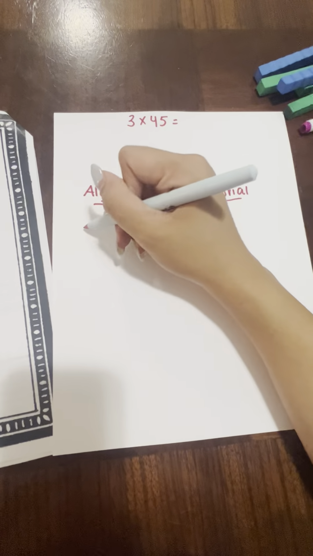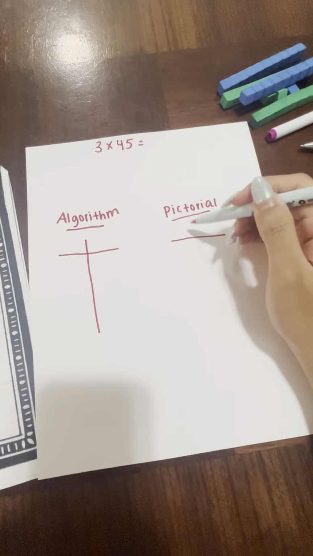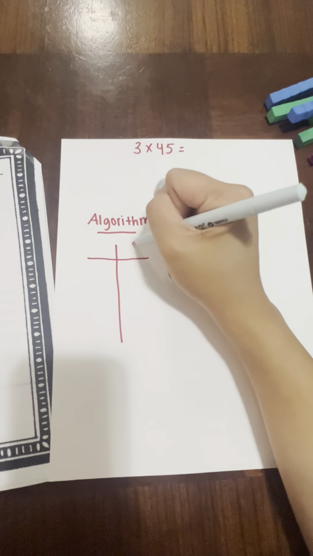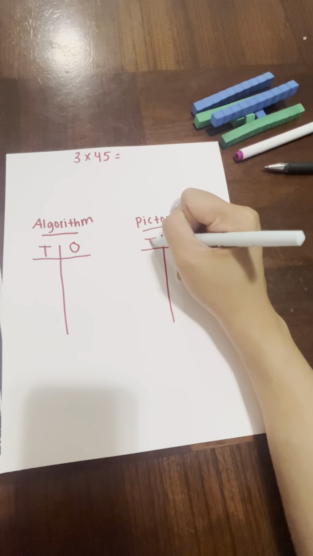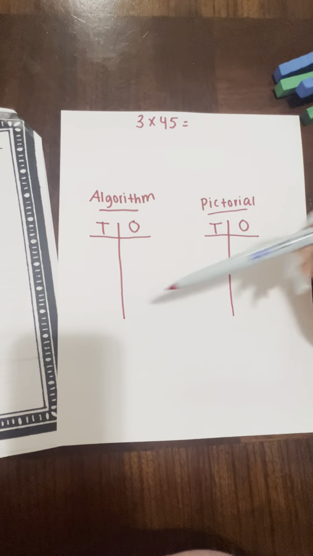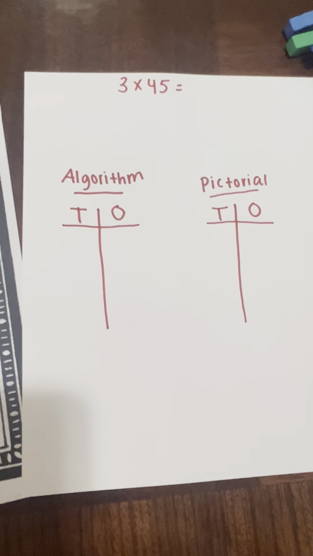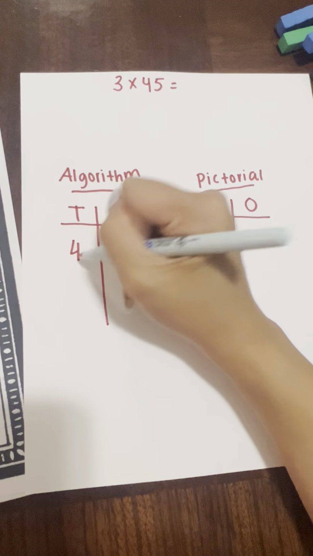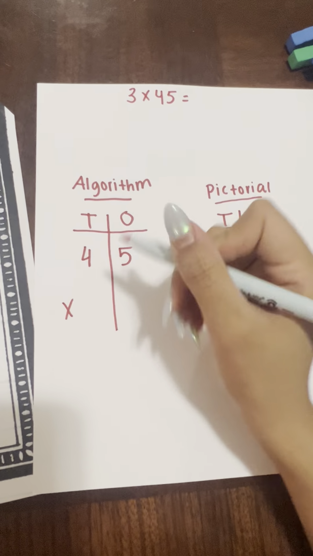Something similar that both strategies need is the place value chart. So I'm going to go ahead and draw a place value chart for both sides and label it ones and tens. Now I'm going to ask the students, how am I going to put 3 times 45 in the standard algorithm way? Students should say, well, 45 is the bigger number, so it's going to go on top, similar to when you subtract or add, the bigger number always goes on top. And then we're going to multiply it with 3.